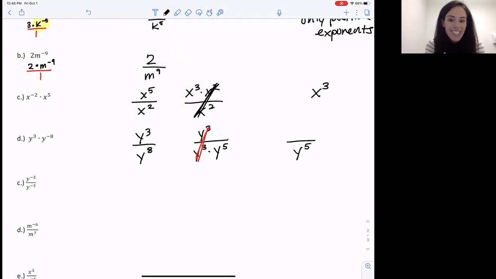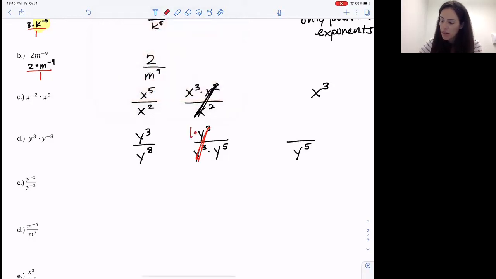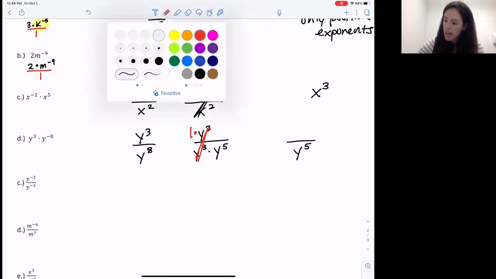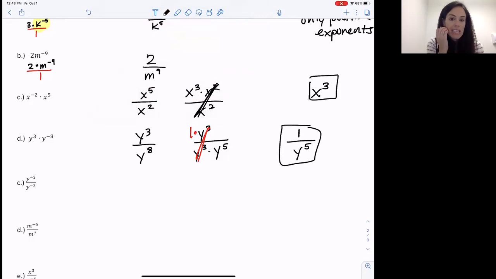What's left in the numerator, though? It would be incorrect here to say that your answer is y to the fifth. I have to remember that I have an imaginary placeholder 1 here in the numerator. So here I'm going to have a 1 over y to the fifth. Okay, the y to the fifth has to be in the denominator.